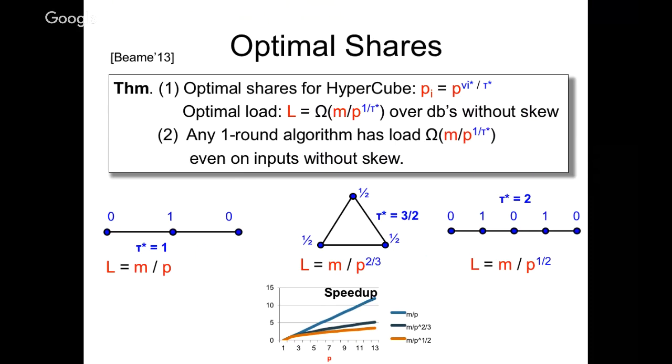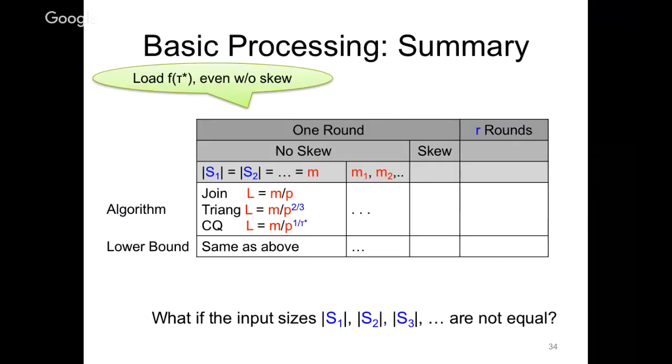Okay, any questions about this part? Or when the relation sizes are the same, right? This holds only when the relation sizes are the same. Very good. So this summarizes the case when we have one round, no skew, and all relation sizes are the same.